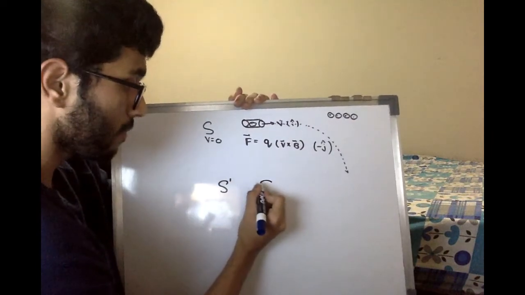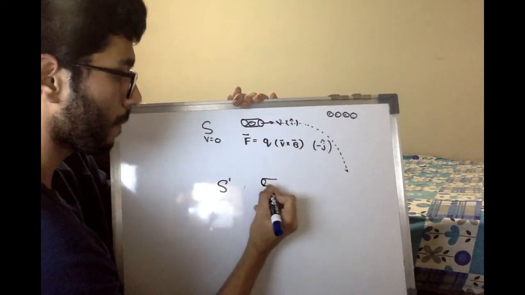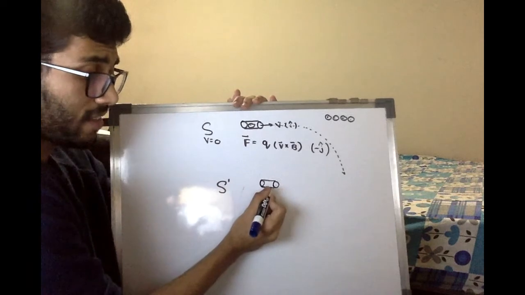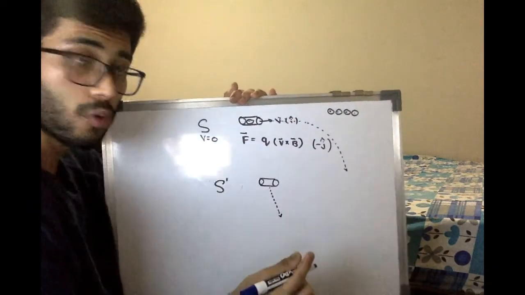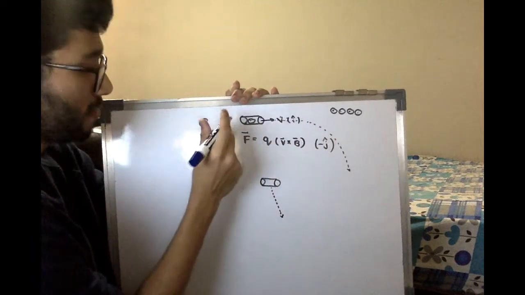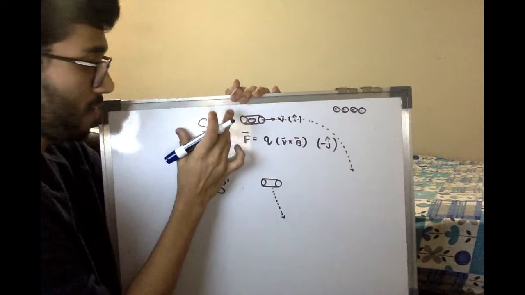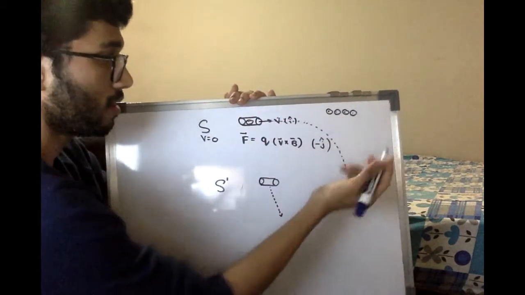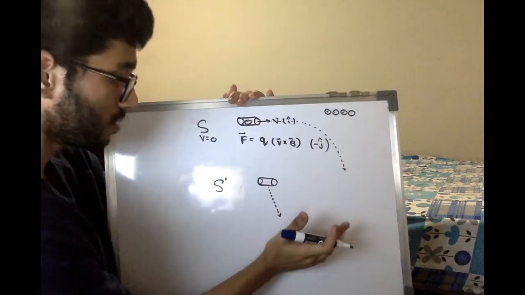Now for S prime, the only motion that has been offered by this particle is the motion in the negative y direction. And this negative y direction motion is because of the magnetic field in the S frame of reference. The S frame says there is a magnetic field which is outside the board, and that's why the object is deflecting downwards.